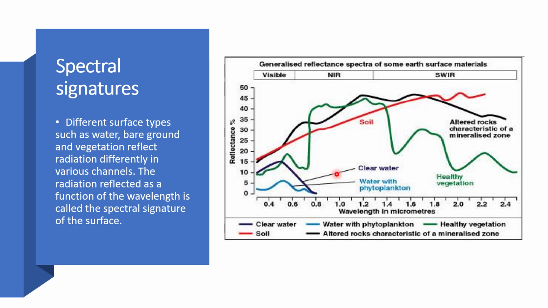If you see this diagram, on the x-axis we have the wavelength in micrometers from 0.4 micrometer to 2.4 micrometers, and on the y-axis we have reflectance in percentage. If you analyze it, each line represents a different type of object over the earth's surface. For example, this blue line represents water with phytoplankton, that means water with some green vegetation. This blue line represents clean water.